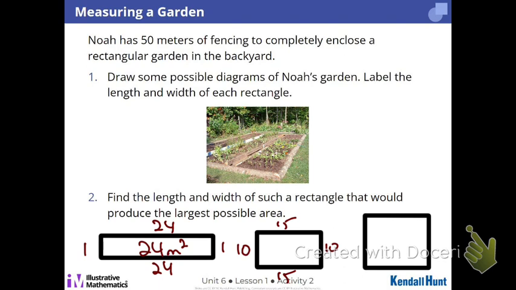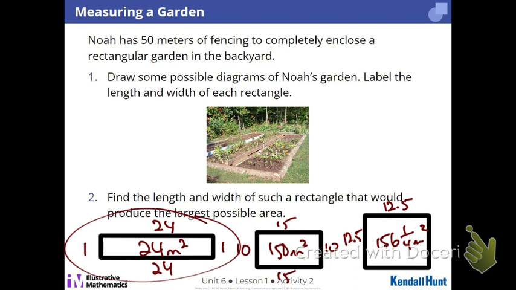What's the area of that? 150. So I got bigger by squishing together more. Let's try 12 and a half by 12 and a half. What'd I get? 156.25. And that's the biggest we can get, because once I change my length, let's say it went from 10 to 12 and a half, once I go bigger, what's getting smaller again? The side length, right? In fact, if there's a 1 by 24, there's a 24 by 1.